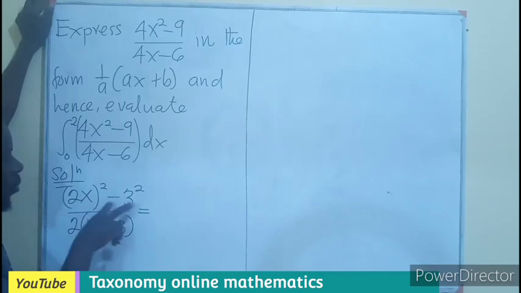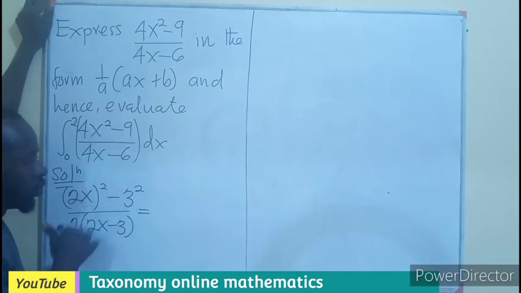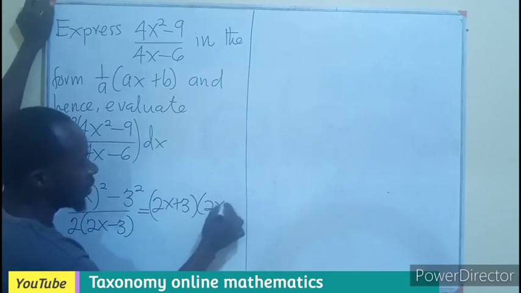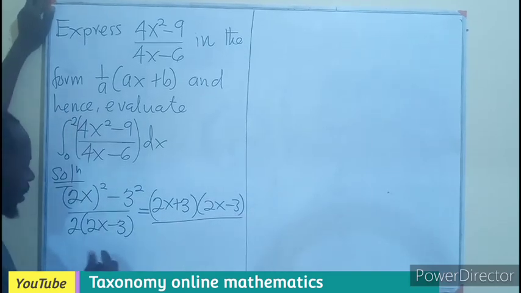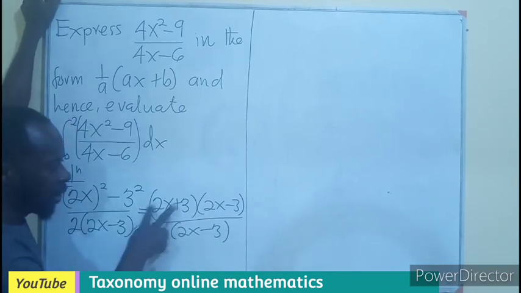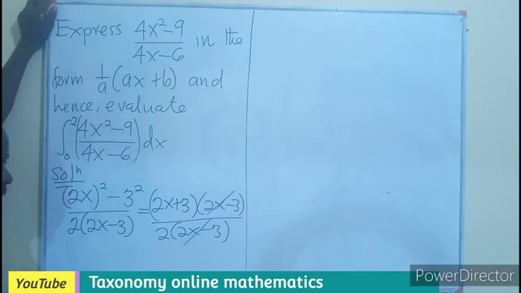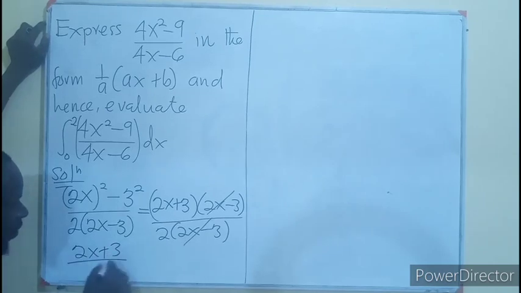So for the top, this is going to be a square of 2x, a square of 3, a difference of two squares. That gives us (2x + 3)(2x − 3). That's the difference of two squares expansion. Then the bottom will still remain 2(2x − 3). The reason why we are expanding this is to get a common factor. I can see 2x − 3 and 2x − 3, so this will cancel this. We are left with only 2x + 3 on top over 2 as the only answer.